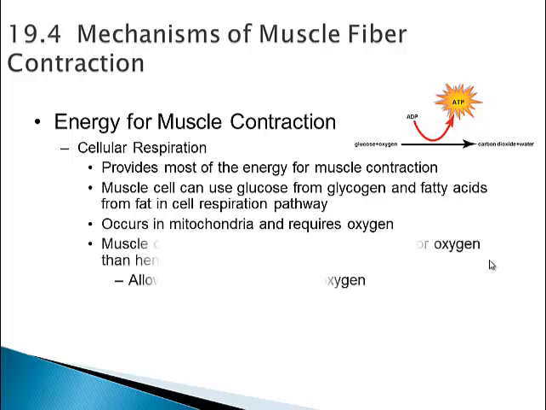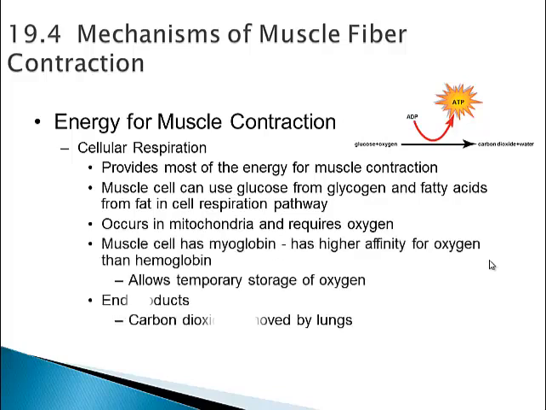At the end of cellular respiration, carbon dioxide is produced and then removed by the lungs. Water is removed by the bloodstream, and heat is generated and used to keep the body warm to maintain homeostasis.